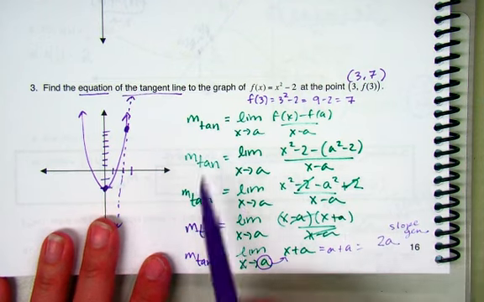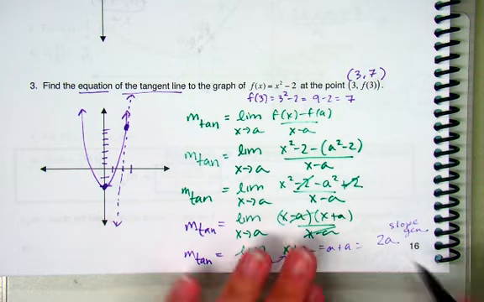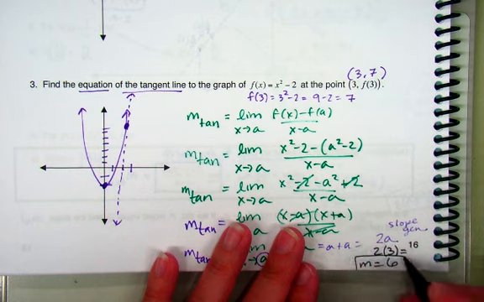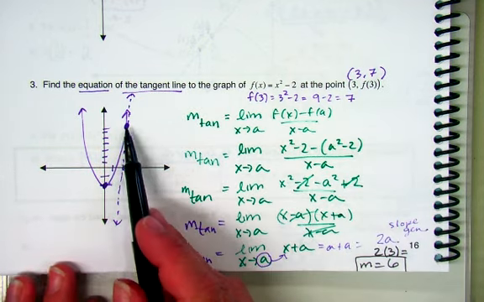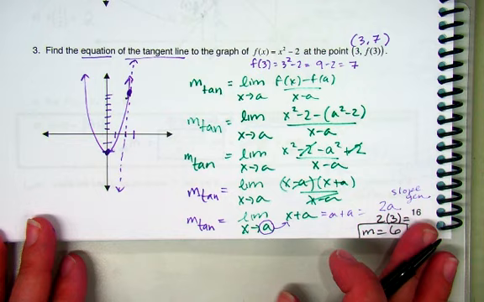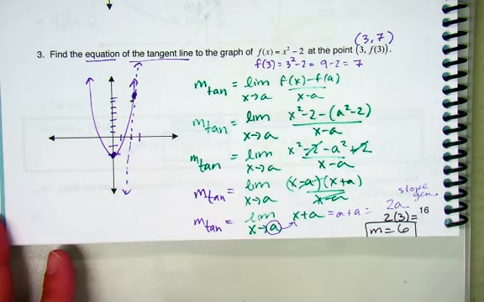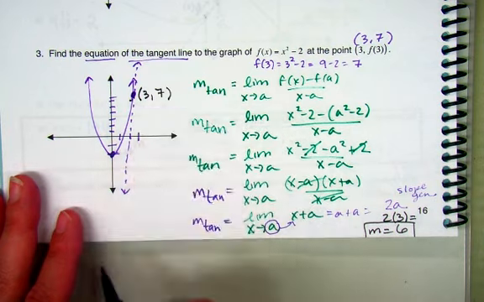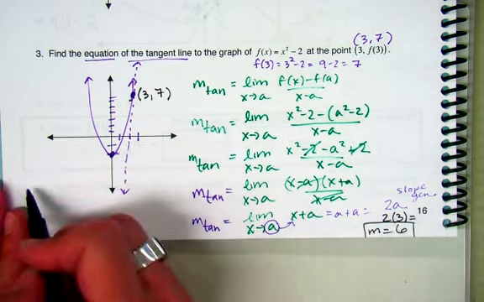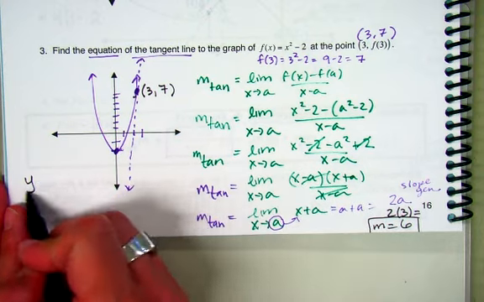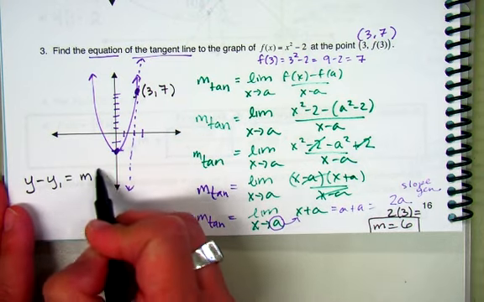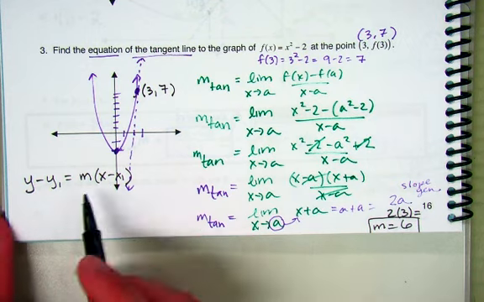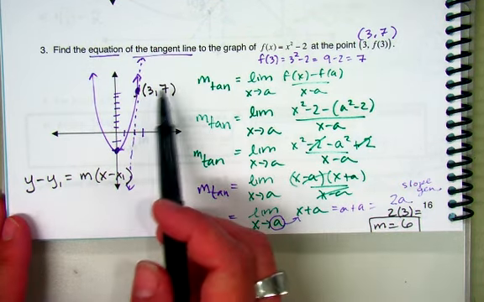But in this case, we want it at what point for a? 3. At 3. So I need to plug in a 3. So 6 is my slope. Does it make sense that this line over here looks like it has a slope of 6? Yes, for sure. Now we need to find the whole equation of that line. Well, if I have the slope and I have the point, I can just use point slope. What's my point slope equation? y minus y1 equals m times x minus x1, right? And so x1 and y1 are 3 and 7.